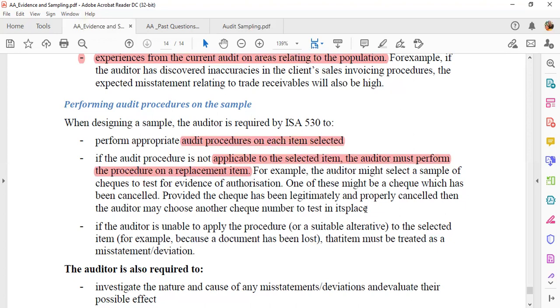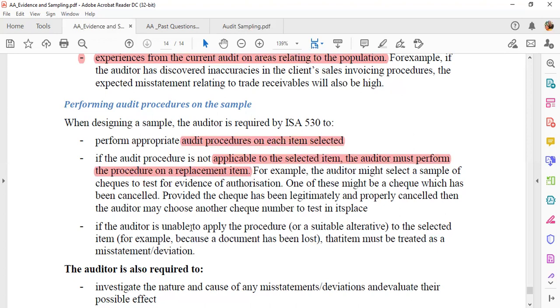then I discover that this particular voucher is cancelled. Then what I need to do next is to go to the next one, check 102, and check if the authorization and approval is there. So I'm going to perform the procedure on a replacement item.